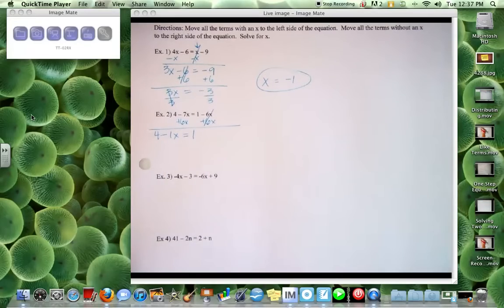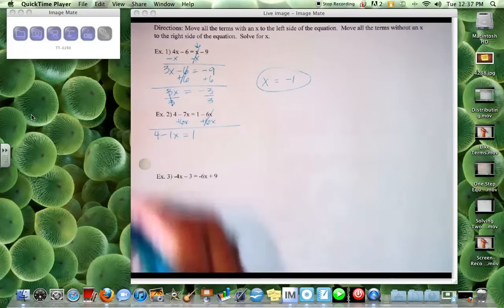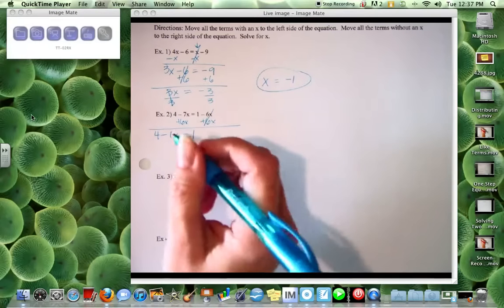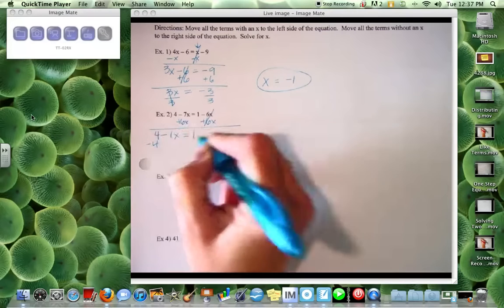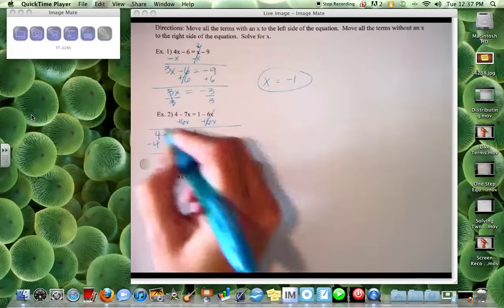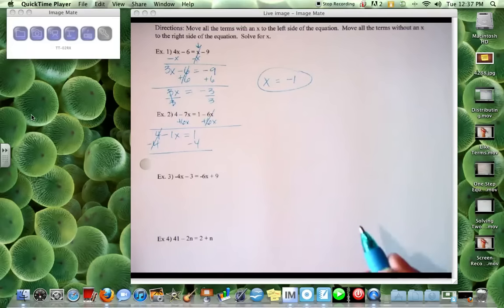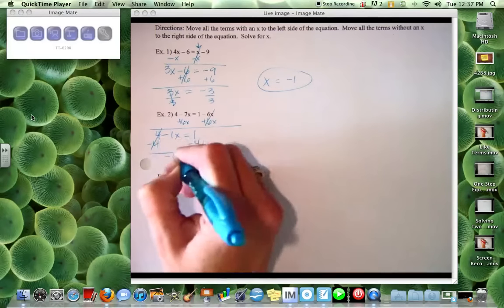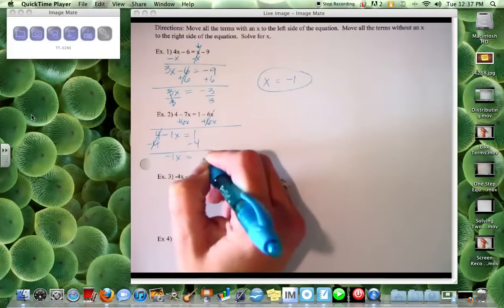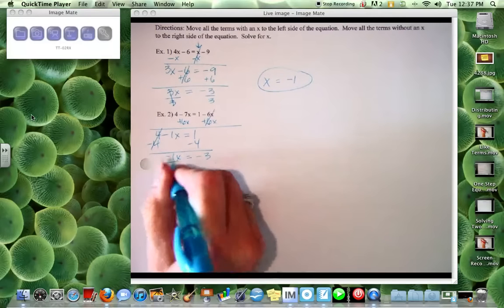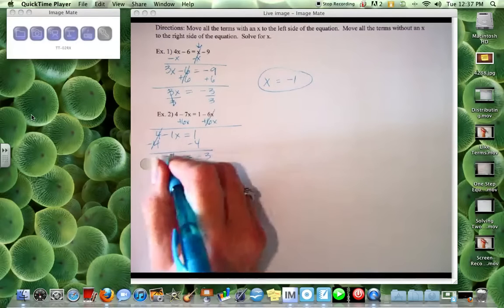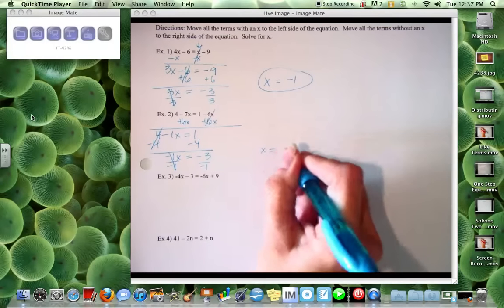So what are we going to move now? The 4. How do we move the 4? Add 4 to both sides. No, subtract 4. This 4 is positive. Oh, it's positive. So we subtract 4 from both sides. What's remaining on the left-hand side? Negative 1x equals negative 3. And the last step? Divide by negative 1. Very good. So x equals 3.